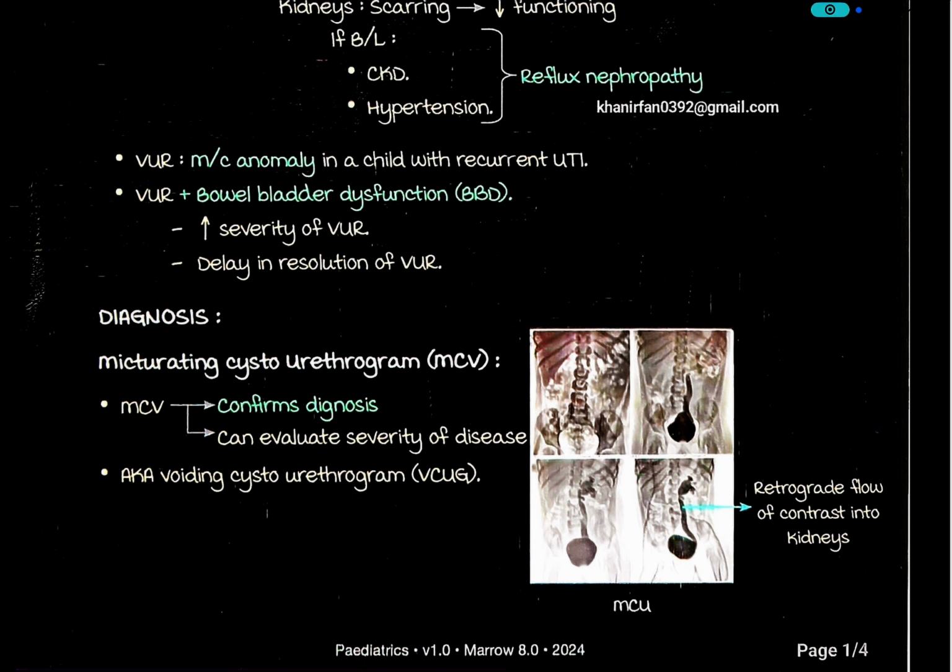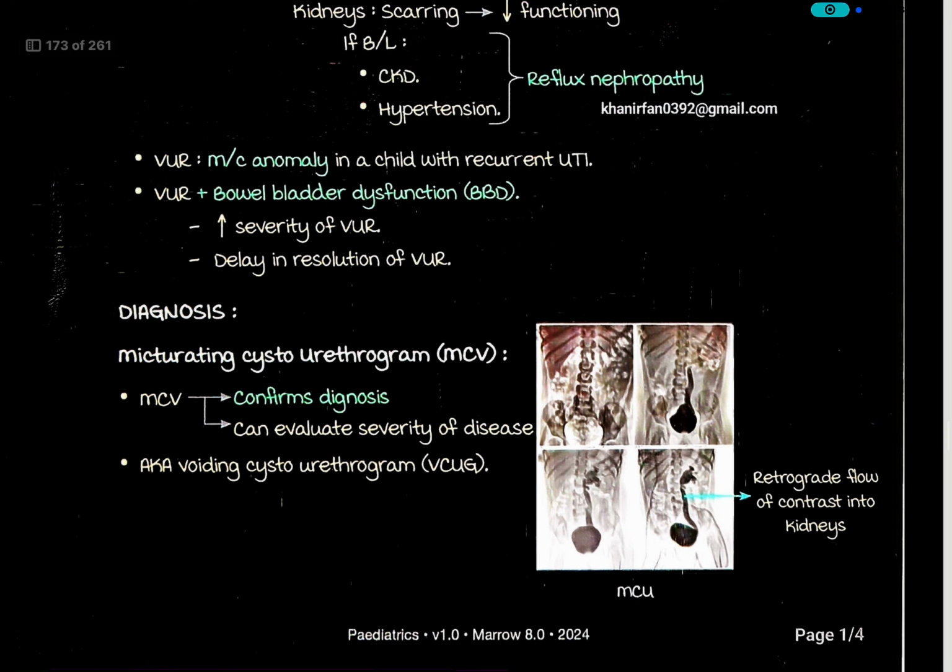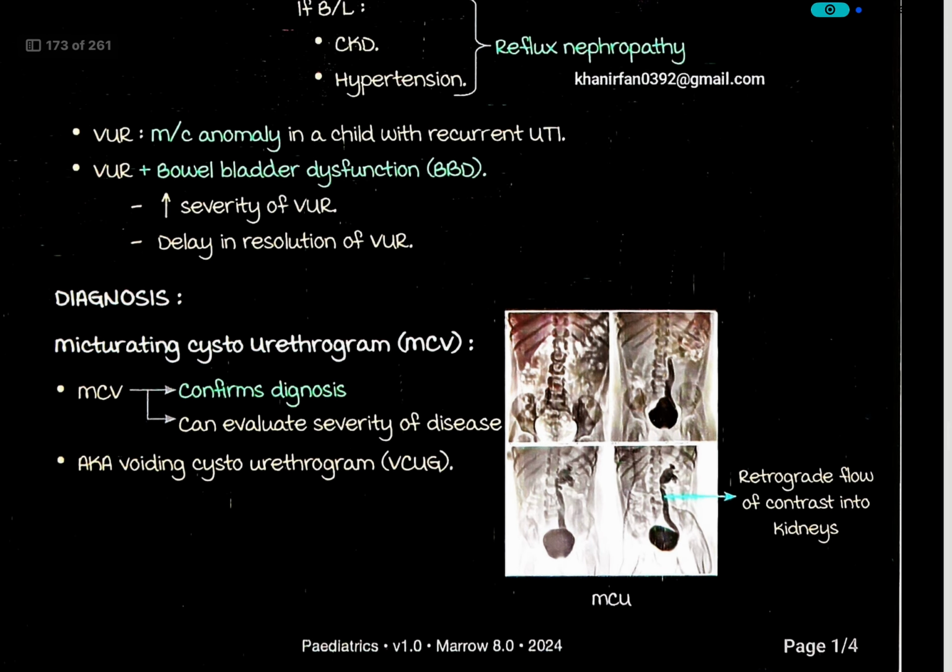Vesicoureteric reflux is the most common anomaly in a child with recurrent UTI. What is the most common anomaly in a child with recurrent UTI? It is vesicoureteric reflux. Vesicoureteric reflux plus bowel bladder dysfunction is due to increased severity of vesicoureteric reflux and delay in resolution of vesicoureteric reflux.